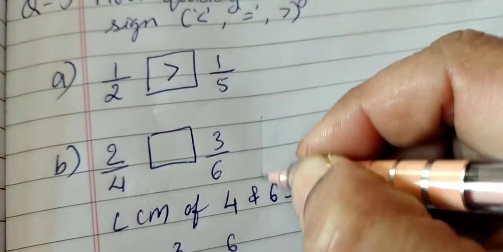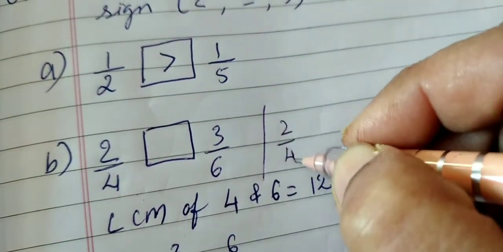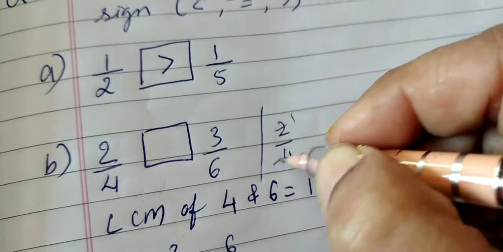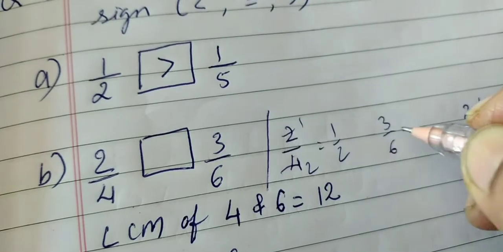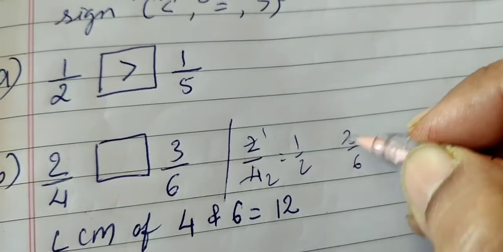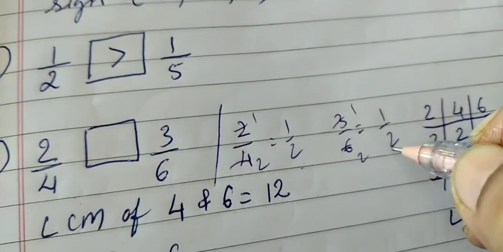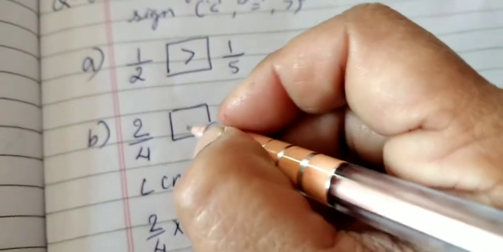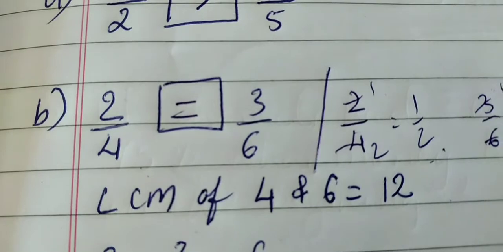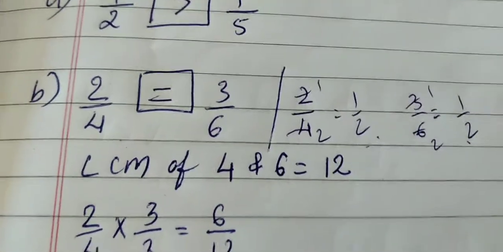See here, I can show you 2 upon 4 on simplifying, what do you get is equal to 1 upon 2, and 3 by 6 on simplifying you get 3 ones are and 3 twos are, that gives you 1 upon 2. Both of its simplified value is same. So we can say they are equal, right? Using your gray cells, you can easily tell.